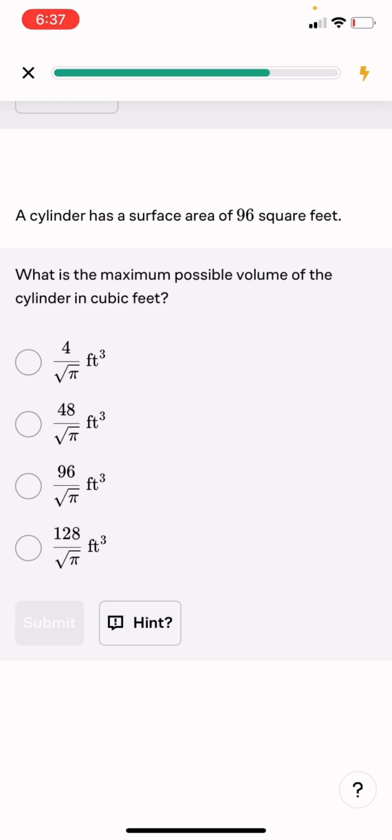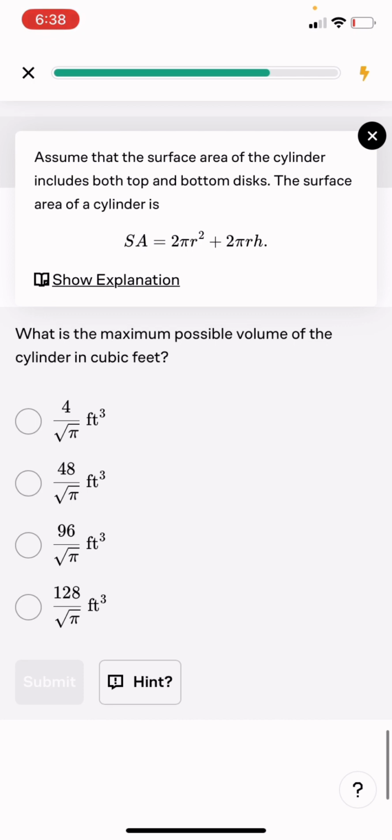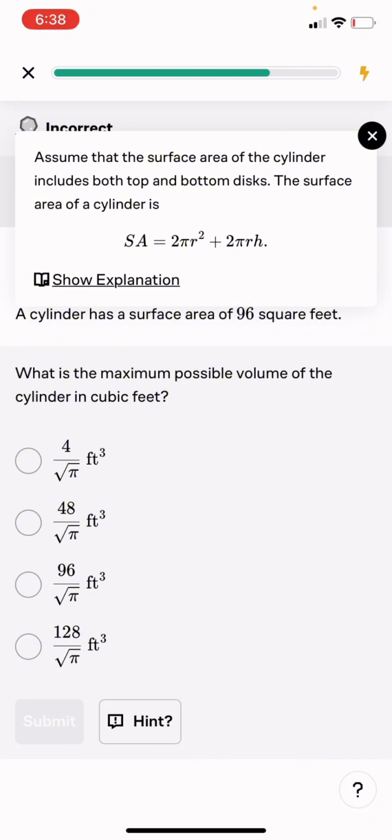A cylinder has a surface area of 96 square feet. What is the maximum possible value of the volume of the cylinder in cubic feet? Surface area.